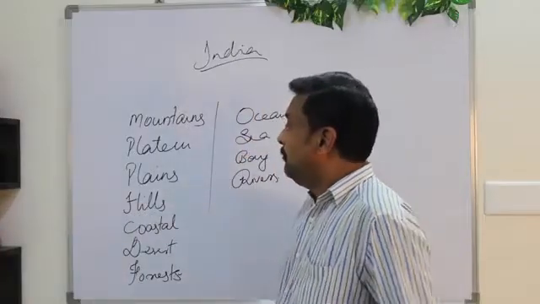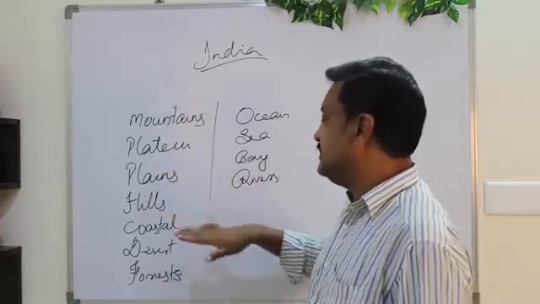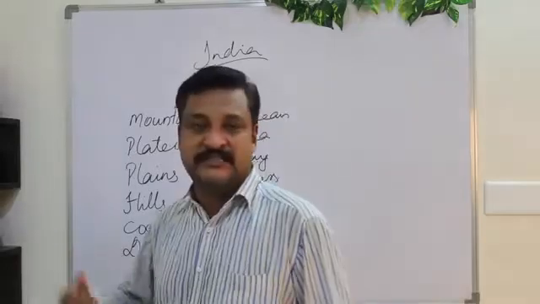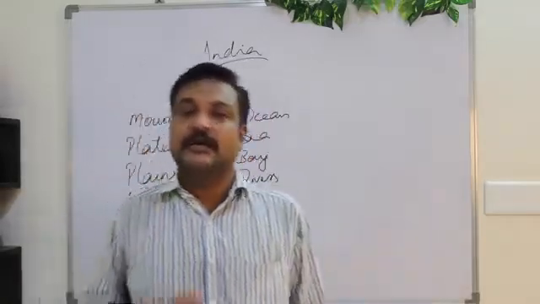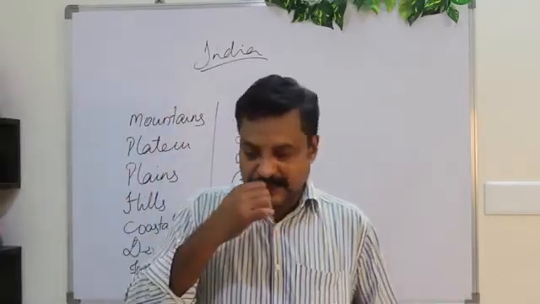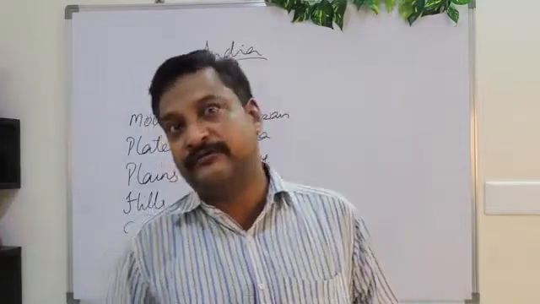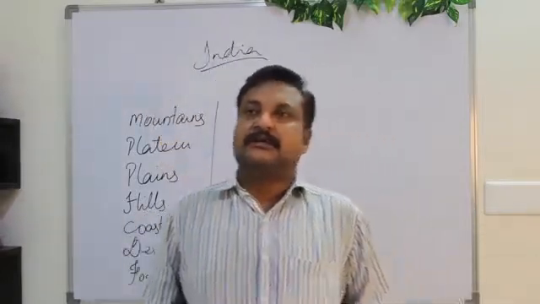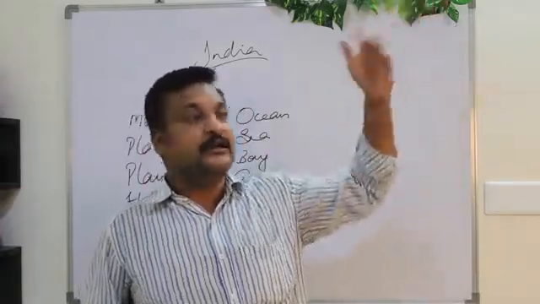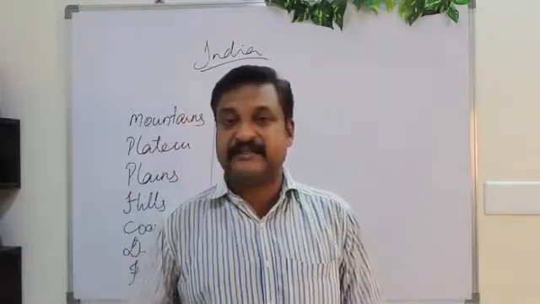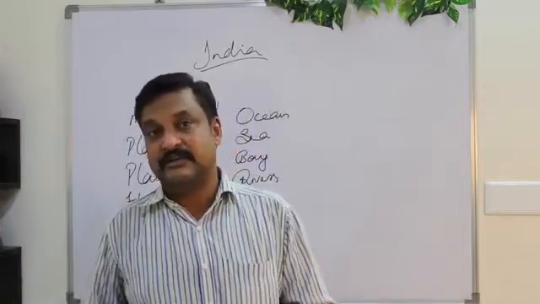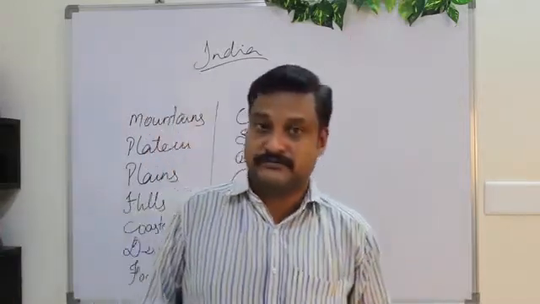Okay, so mountains, plateaus, plains, hills, coastal regions, deserts, forests, oceans, seas, bays, rivers, lakes, all these kinds of things help in deciding the physical features of India. Means India can be divided into different physical regions. For example, the areas where we have hills or mountains in the northern part of India is entirely different from the plain regions in southern India.